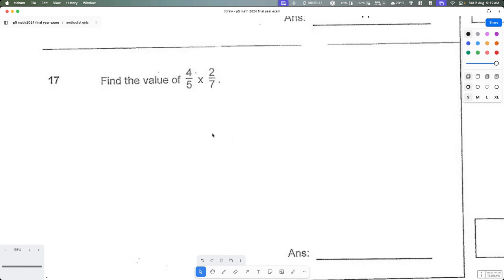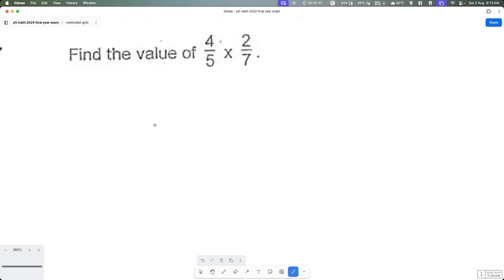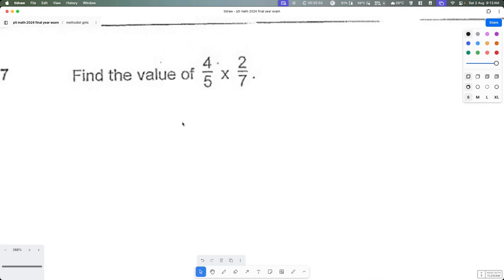Question 17. Find the value of 4/5 times 2/7. I think it's pretty straightforward. What we can do is just multiply the numerators and the denominators. So it's 4 times 2, and then 5 times 7. That's about it. Nothing new, nothing special.